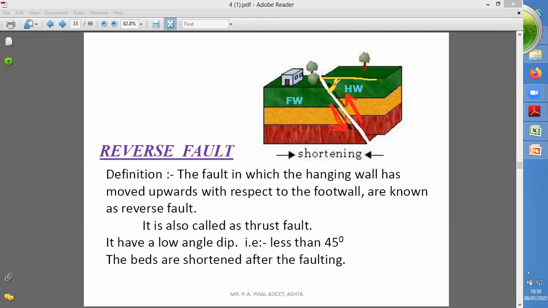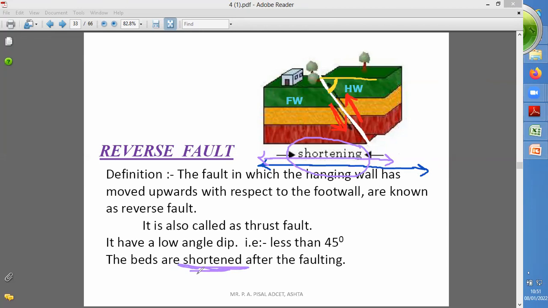Now the beds are shortened after the faulting. Now what is the meaning of this? The beds are shortened means the distance will be decreased. When you look here, the original distance before the faulting will be from this to this point, but after faulting, this distance is reduced. Okay, after faulting, the distance is from this to this point only. So it is considered as a shortening of bed. Beds are shortened, means the horizontal distance will be reduced in the reverse fault.